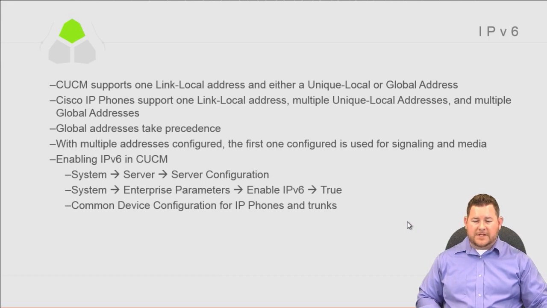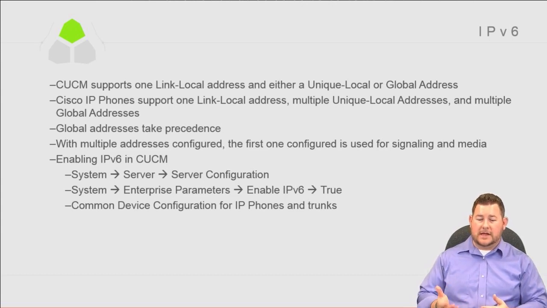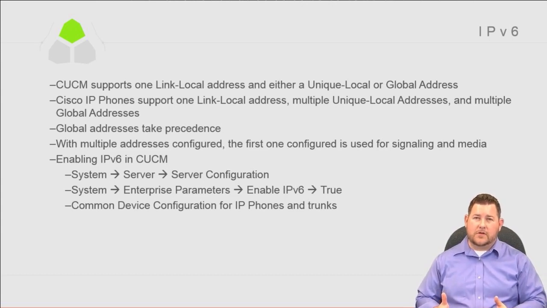CUCM itself is going to support one link local address on an interface and either a unique local or global address. So if you think about it, that's kind of the same way it does it right now, except with the addition of this link local address. So you have a link local address now on IPv6, but you can say to your communications manager server, I want to provide a private IP address, or I want to provide a public IP address. You have that option now. It's the same right here.